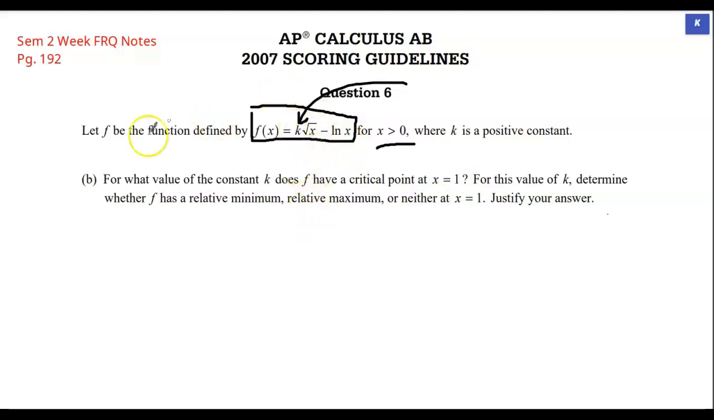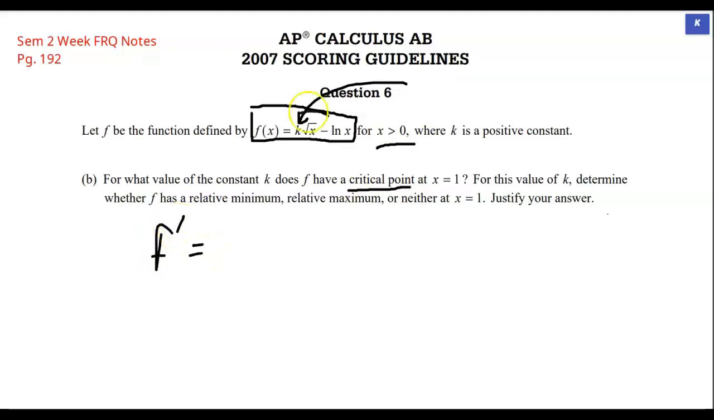Another thing that's different is on the last problem we did, they gave us the derivative, but on this one, we're going to need to find the derivative ourselves. Okay, so let's begin. Let's go ahead and start with this first part of the question. For what value of the constant k does f have a critical point at x equals 1? Well, since we're looking for a critical point, we know we want to look for those places where f prime is 0 or undefined. So the first thing we're going to want to do is find our derivative.